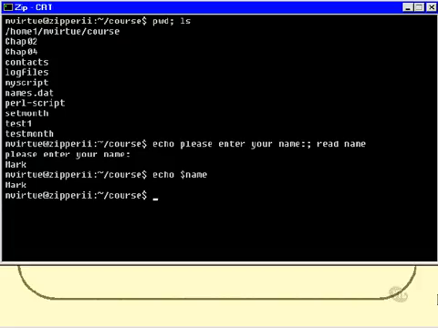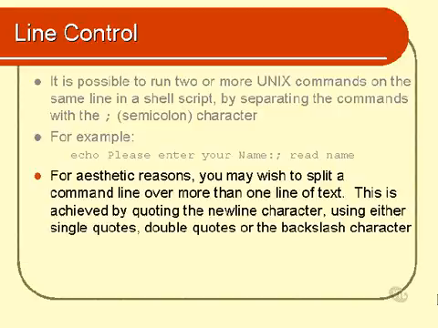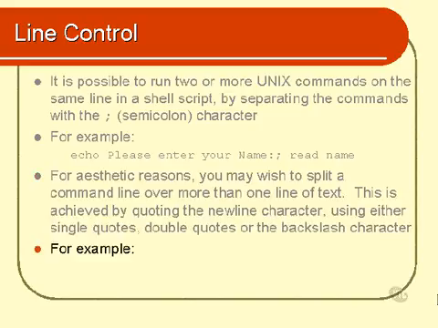Let's have a look at the second line control option. Occasionally, for aesthetic reasons, you may wish to split a command line over more than one line of text. Now this is actually not too difficult to do. You've actually seen a couple of ways of doing it already by surrounding the text with single or double quotes. But occasionally you want to do it when there is actually no appropriate use of quotes at all. So in that case you can use the backslash character.